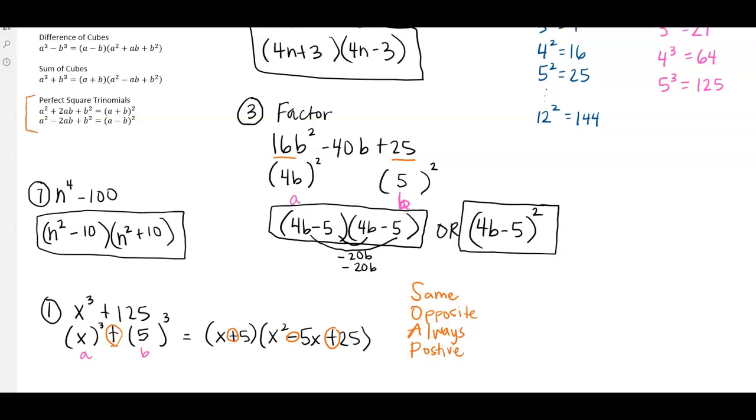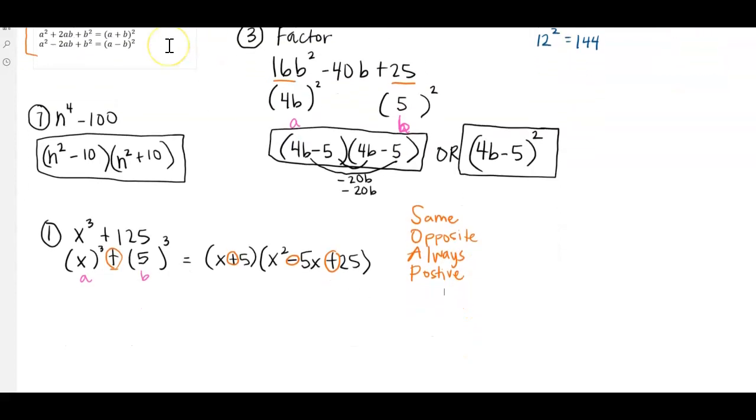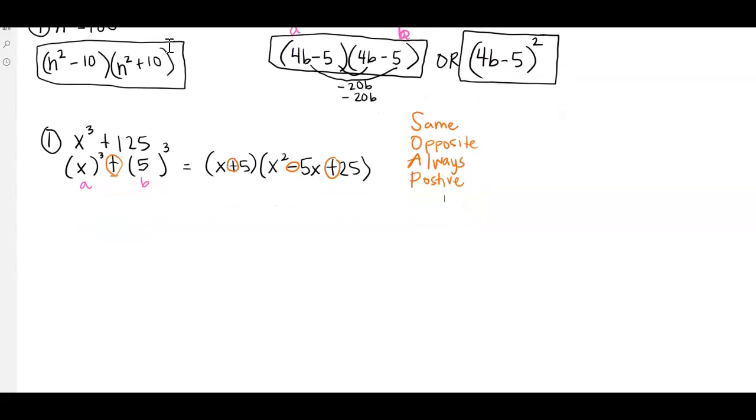Okay? So same, opposite, always positive. All right? Use SOAP to help you remember how to do that. Okay, let's look at maybe one more on here. Maybe let's go down to do one of the bottom ones that are a little bit more challenging. Make sure you see how to do it.